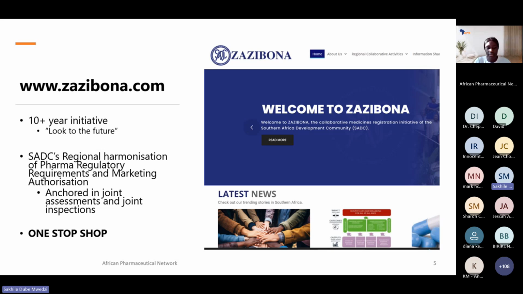And what we essentially are is a regional initiative that seeks to harmonize how one can get marketing authorization and basic regulation within the SADC region. ZAZIBONA itself is anchored in joint assessments and joint inspections for the products that would then be registered in the member states. So if one wants a broad overview, I would basically say that this is like your one-stop shop.